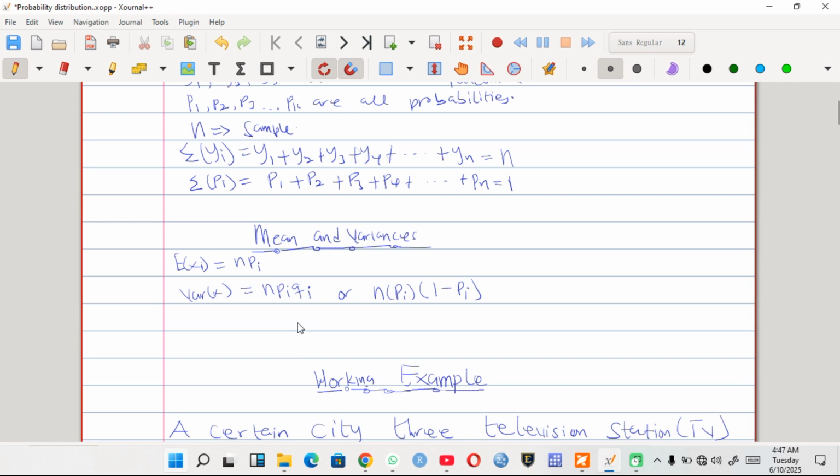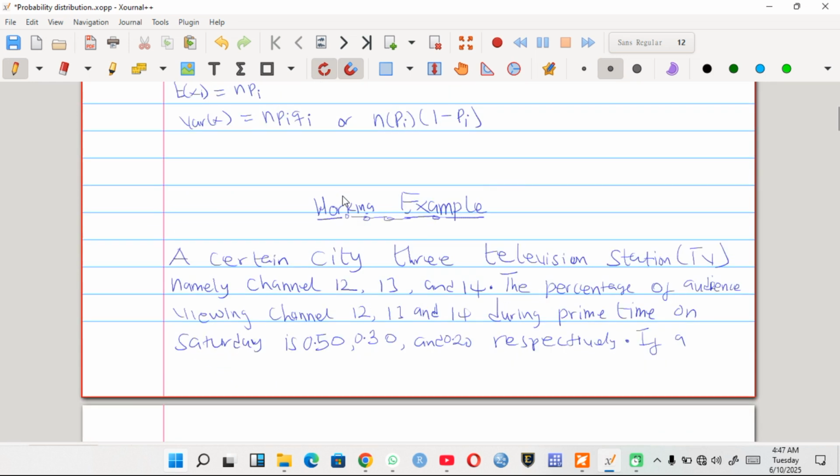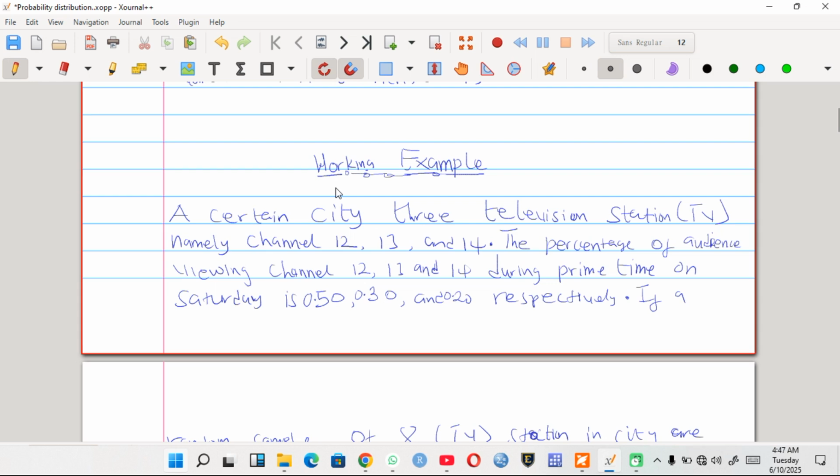So these are the means and variance for the multinomial distributions. So let's go to worked examples.